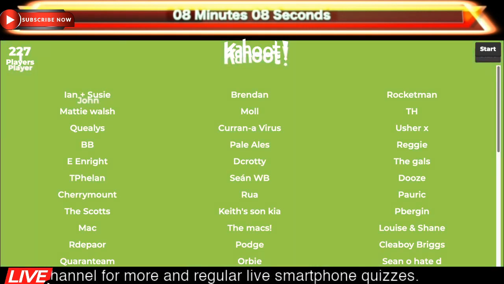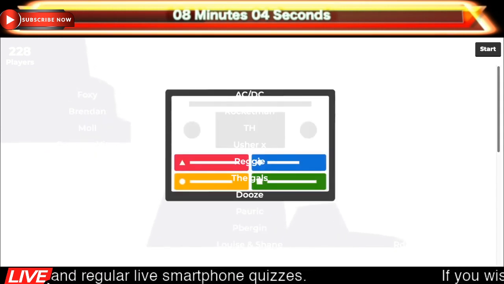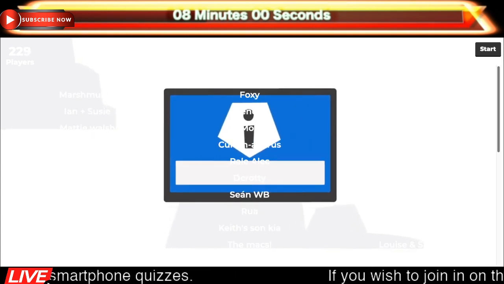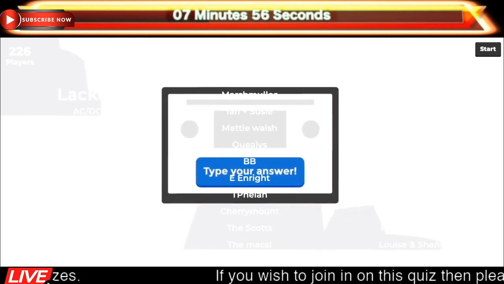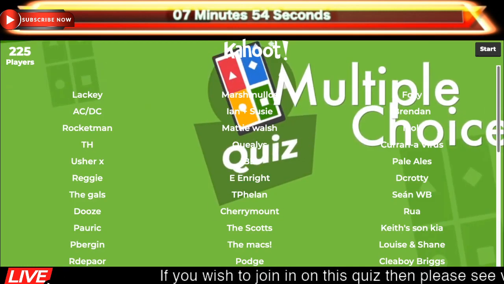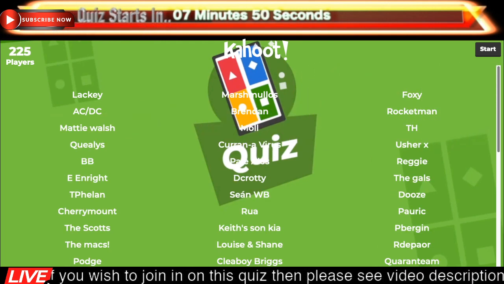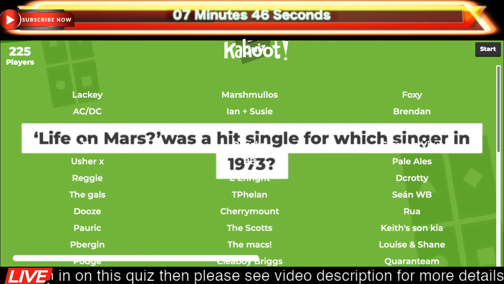Here are some of the types of questions we will be asking. Multiple choice, true or false, picture, sequence puzzles, open-ended. Let's take a closer look at some of these questions. First, this is multiple choice. Our multiple choice questions are usually three choices and sometimes four.